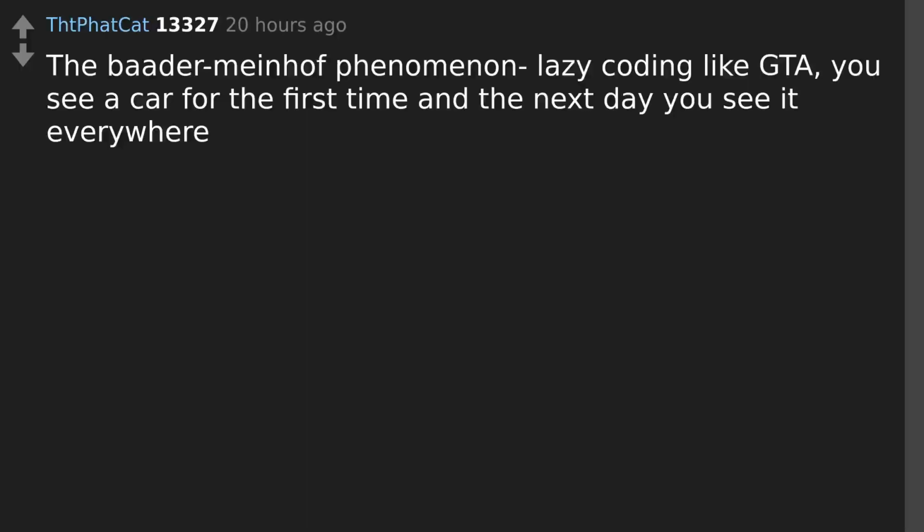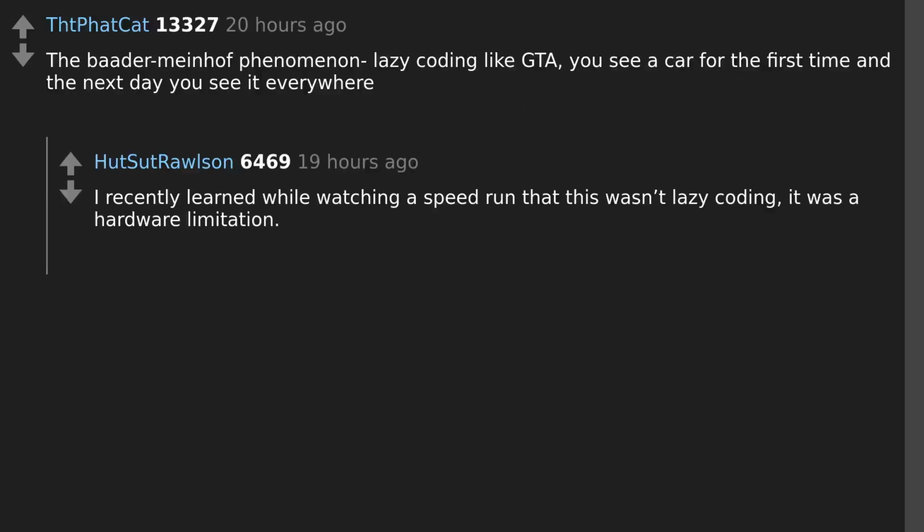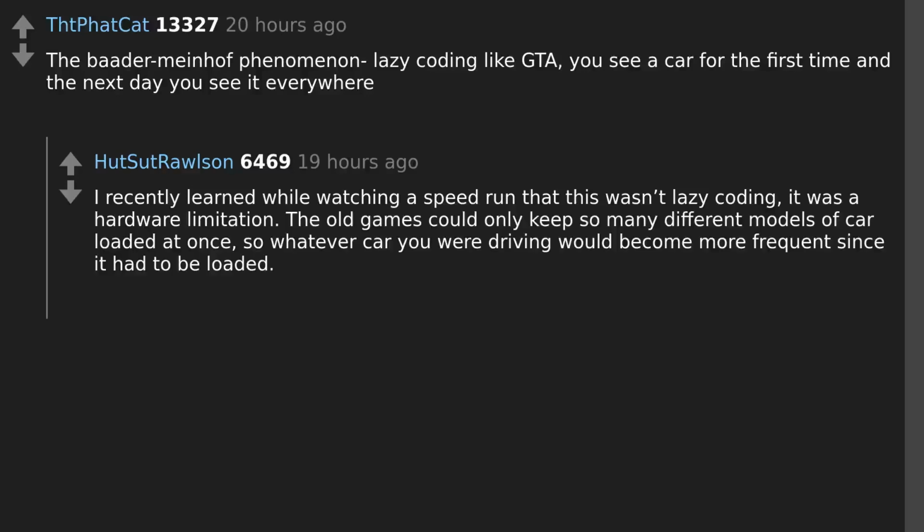The Baader-Meinhof phenomenon, lazy coding like GTA. You see a car for the first time and the next day you see it everywhere. I recently learned while watching a speedrun that this wasn't lazy coding. It was a hardware limitation. The old games could only keep so many different models of car loaded at once. So whatever car you were driving would become more frequent since it had to be loaded.